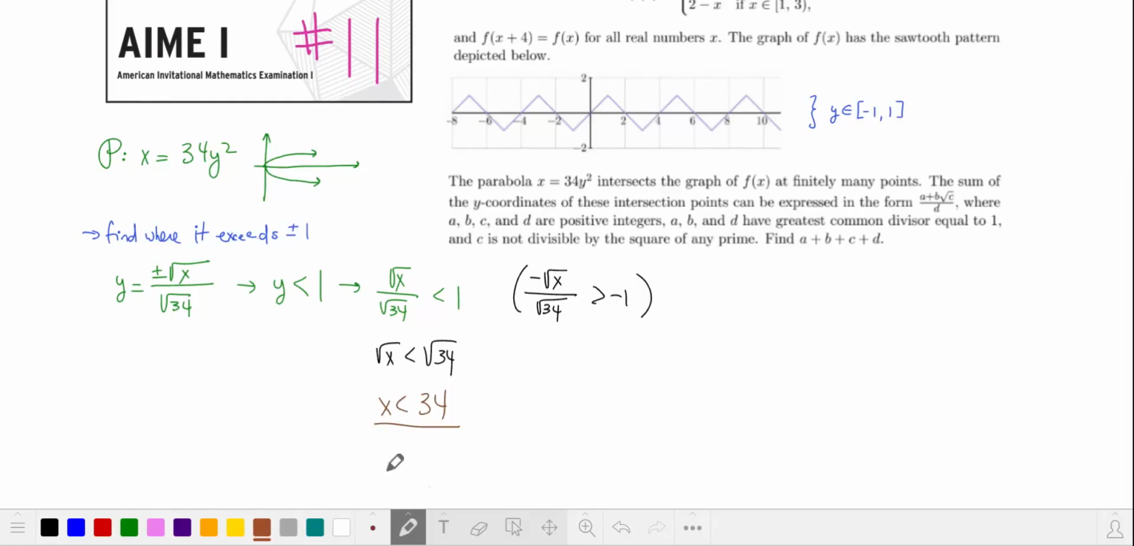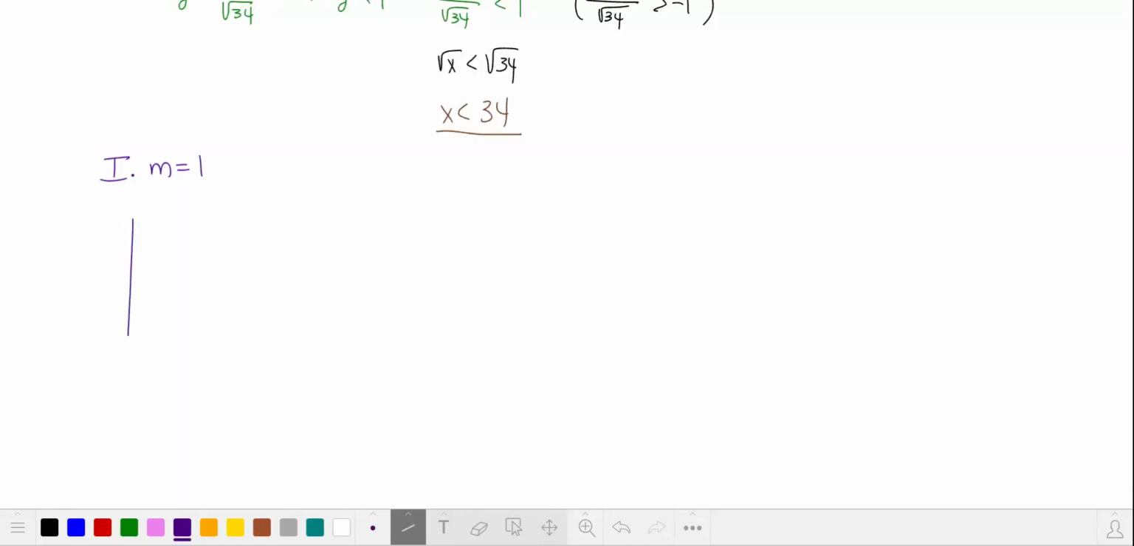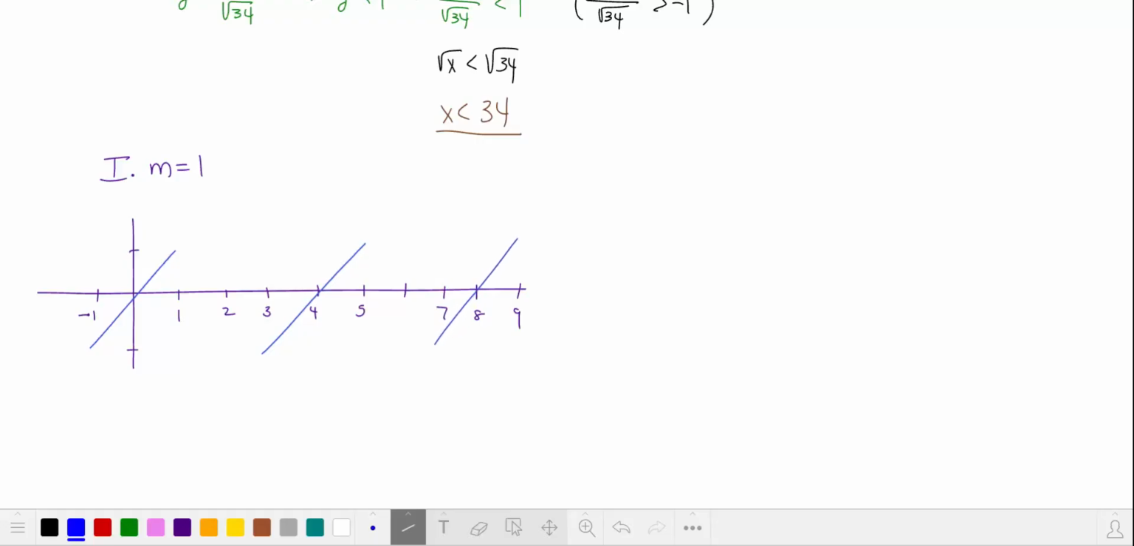Let's take a look at the part of this sawtooth pattern with positive slope, and we'll just sketch the increasing parts of this graph. The first part is when x goes from negative 1 to 1. The next part goes from 3 to 5. This next section is between 7 and 9.